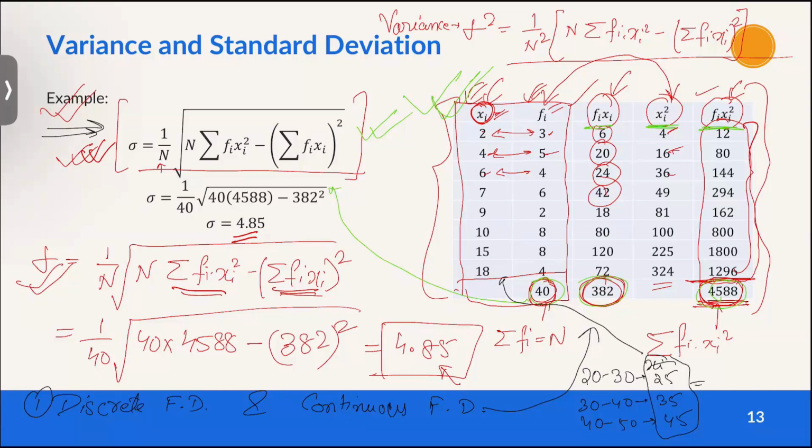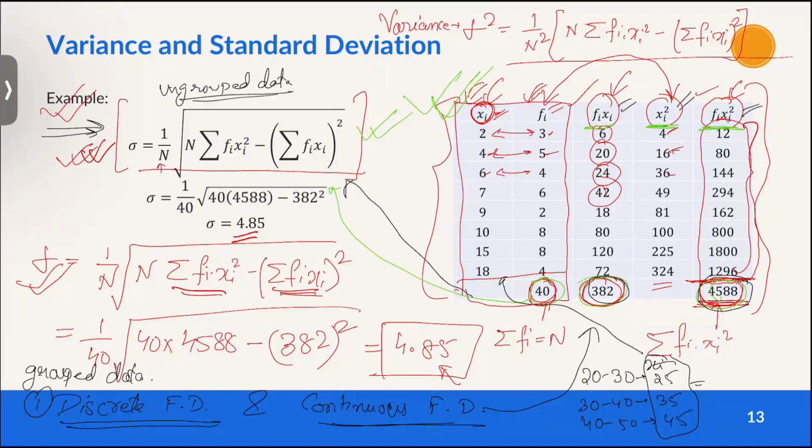Therefore, you will have xi. You can calculate fi xi. You can calculate xi squared, and you can calculate fi xi squared. Therefore, you can calculate their sums, and you can again use this formula. So this formula is valid for both discrete frequency distribution and continuous frequency distribution. So these are grouped data. And you can also use it for ungrouped data with a little bit of change. In ungrouped data, you will not have fi's, right? You have to remember that.